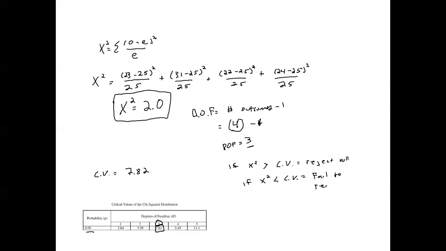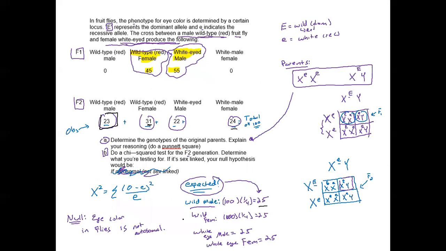Let's look at what we have so far. Our chi-squared value was 2. Our critical value is 7.82. So we fall in this realm of failing to reject. Reject what? Our null hypothesis. The null that I wrote over here is that eye color in flies is not autosomal, and I am failing to reject that.